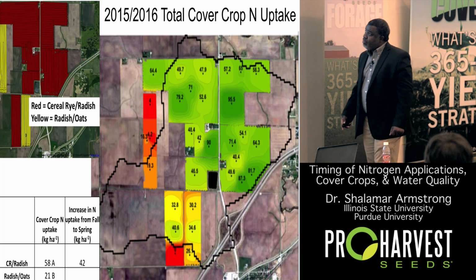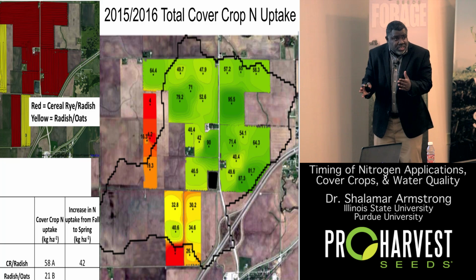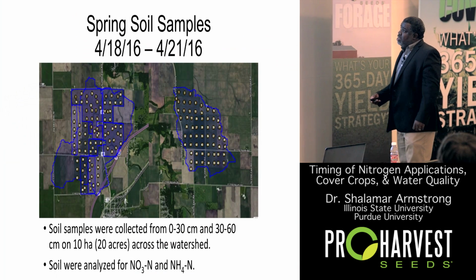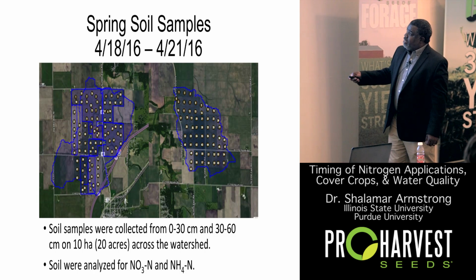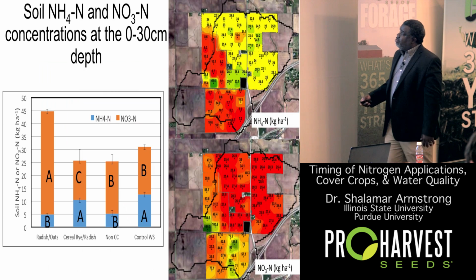That's a dent, okay? But I'm learning because I'm doing this not in a controlled setting. I'm actually doing this in a watershed, with multiple farmers. So we also took soil samples on grids across each watershed to understand the impact of cover crops on the nitrate and ammonium concentration. This is what we saw.